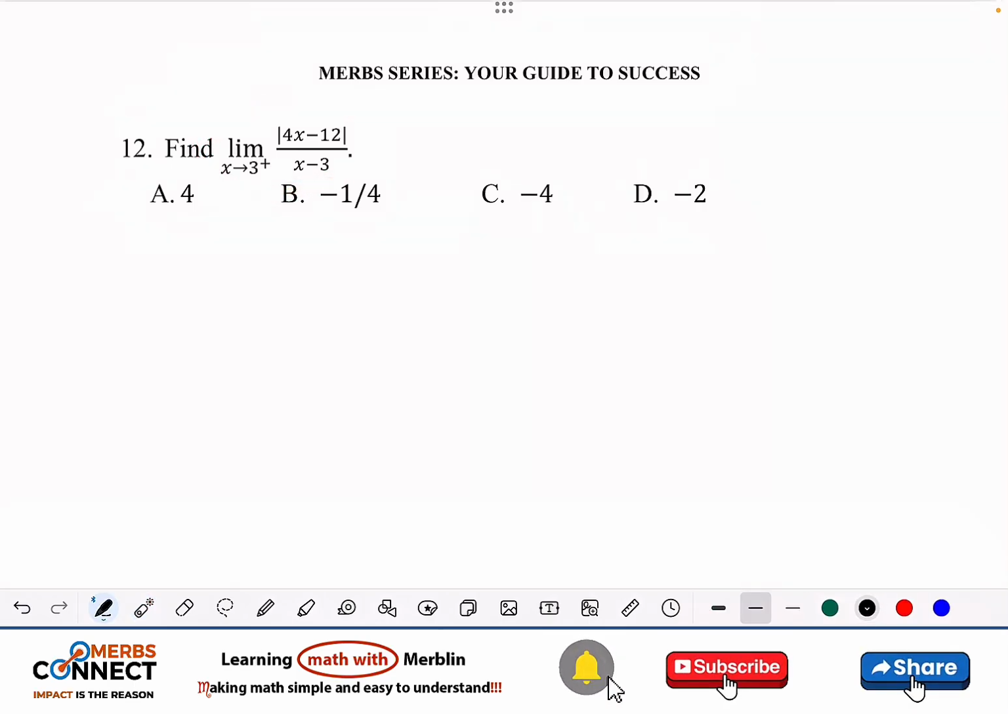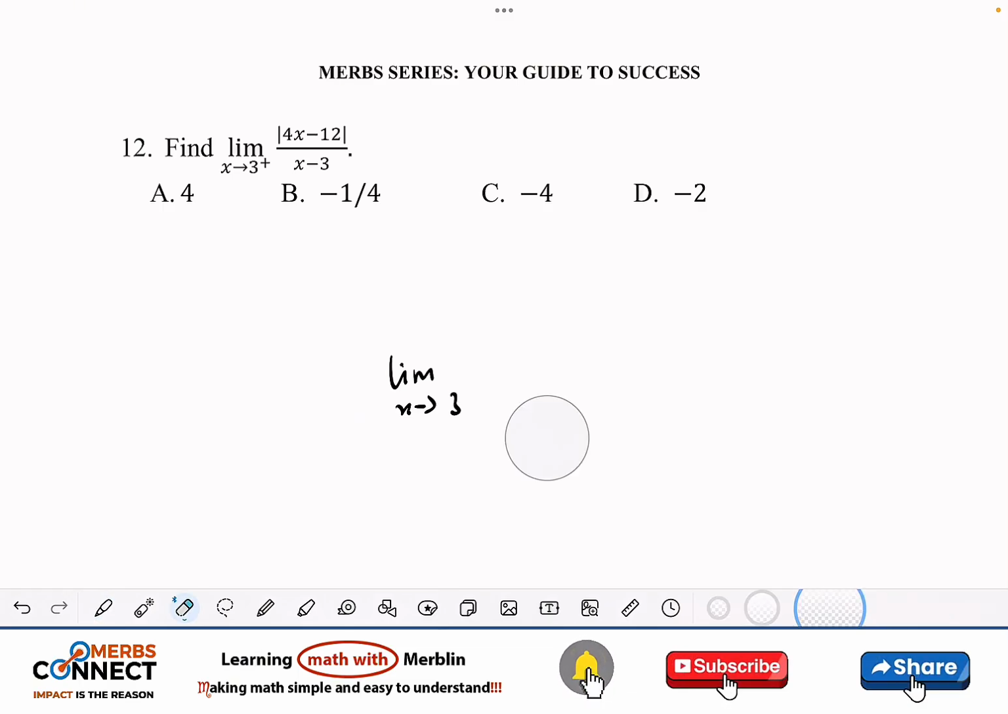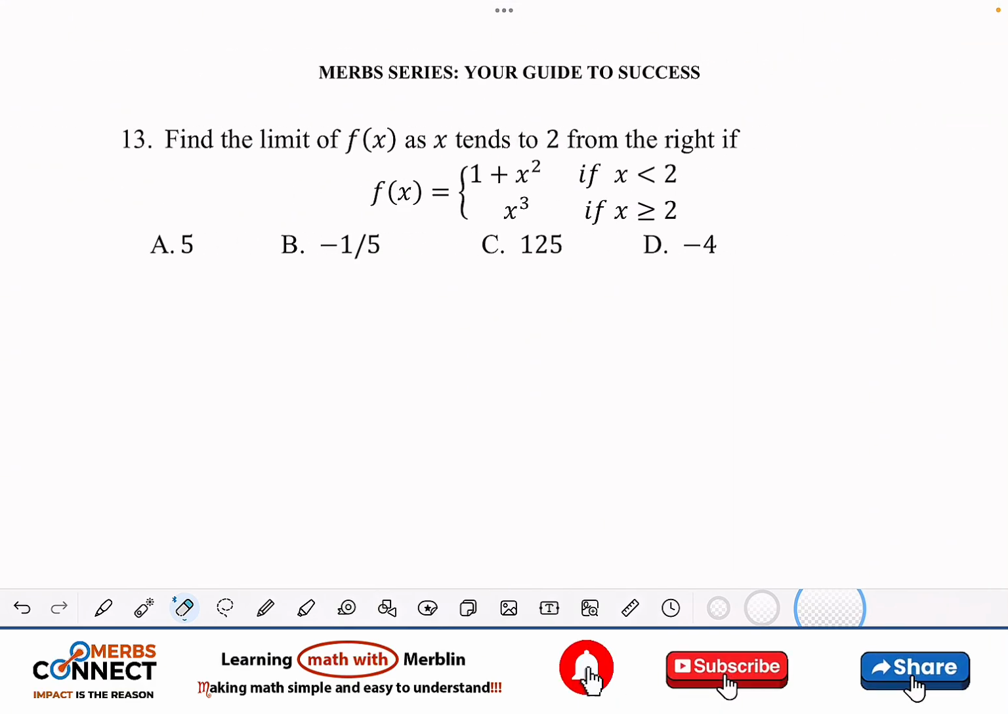I think this one we did the left, and then I used the shortcut. So let's go through the shortcuts. X is approaching 3. Now, since you know the shortcut, I want you to do this one and leave your answer in the comment section. Let's see what you are going to get for question 12, right? Leave your answer in the comment section.